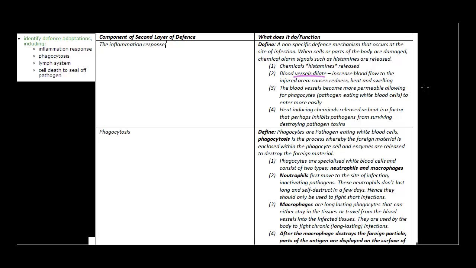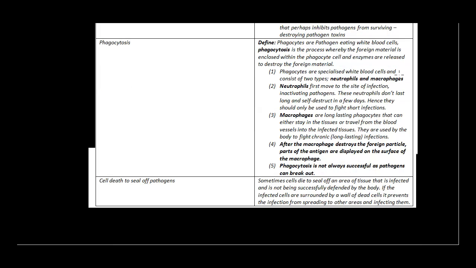Now, if you ever do get a question on the inflammation response, you want to talk about these chemicals, you want to talk about these blood vessels, and you also want to talk about how blood vessels dilate and how they become more permeable. All these things are going to help you. Talking about the heat is just an extra, which will also really help you in a test. It's not that hard to remember either. Anyways, we'll move on to phagocytosis.